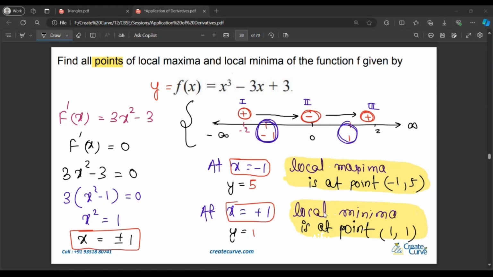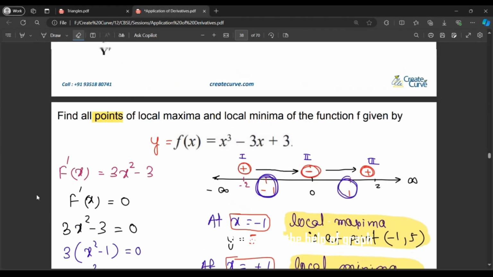Now from here we have to identify whether the sign is moving from positive to negative or negative to positive, and that will specify our local maxima, local minima x point. Once you get the x points, substitute them in the function to get the y value, to get the coordinates.